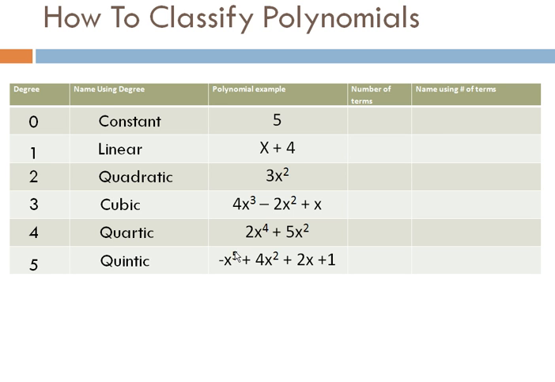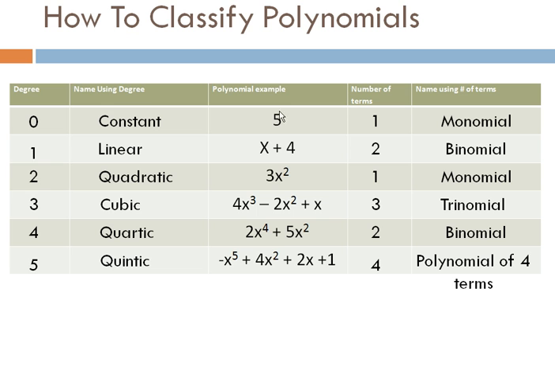Okay. Number of terms isn't that important. That's kind of common sense. But then the name of these, for instance, here is a monomial, 1 term, binomial, 2 terms, trinomial, 3 terms, so on and so forth.